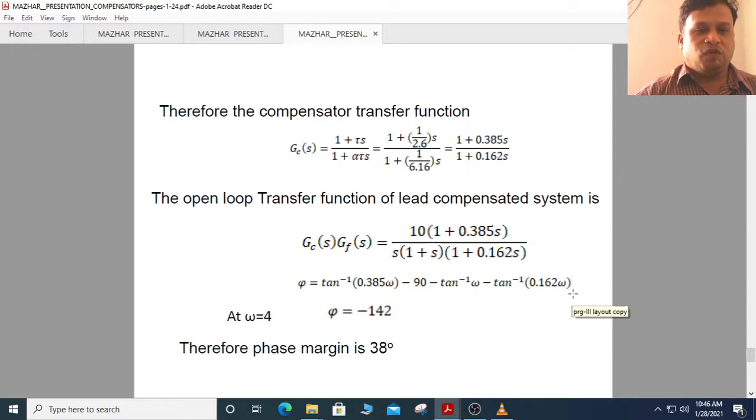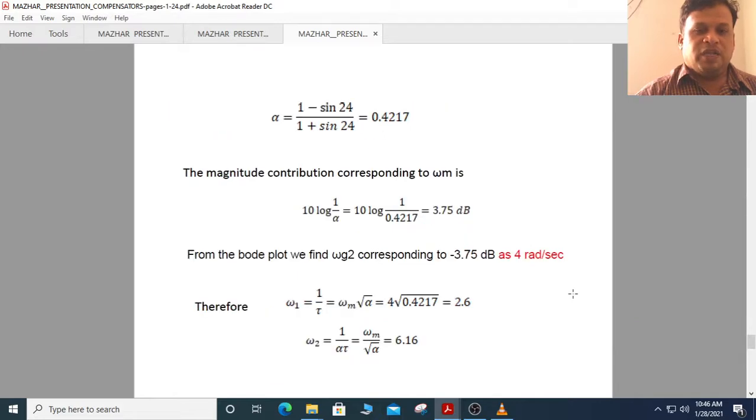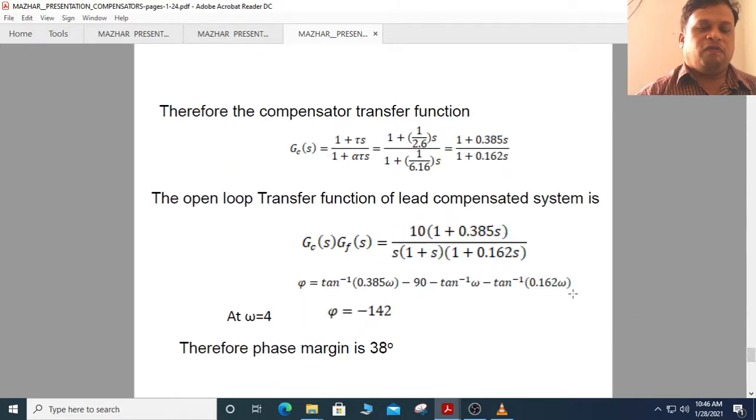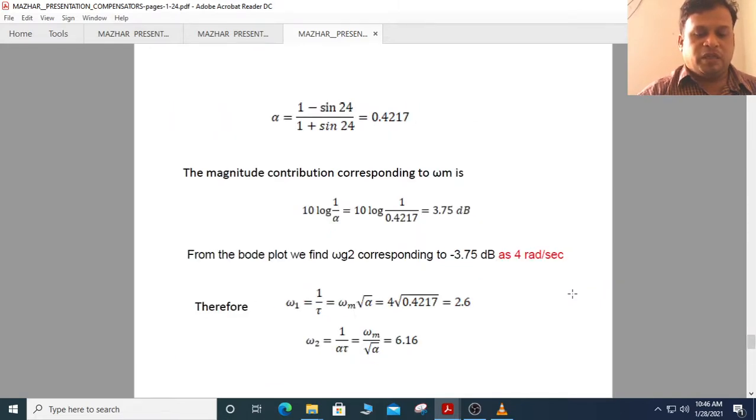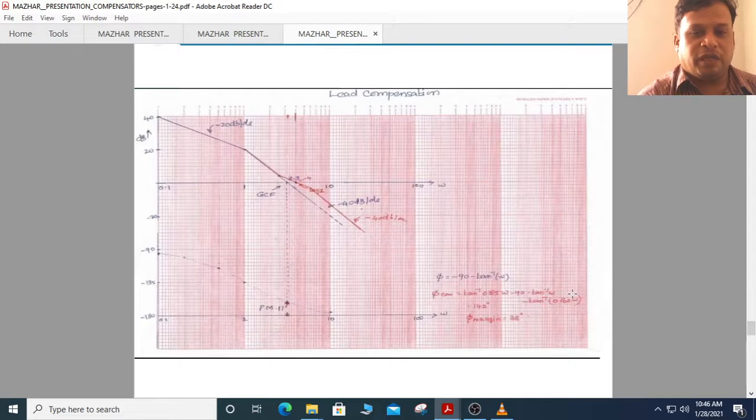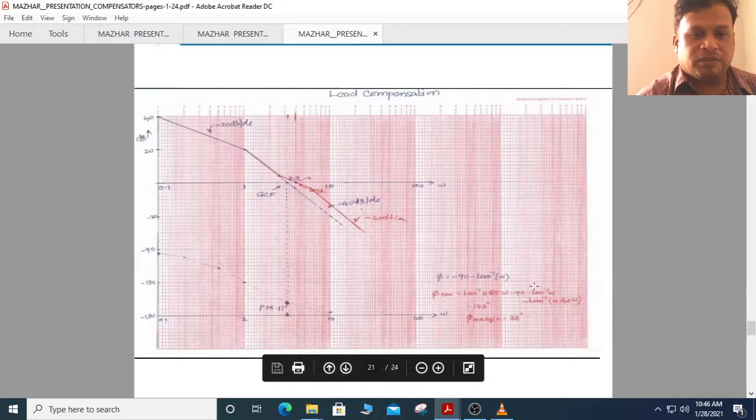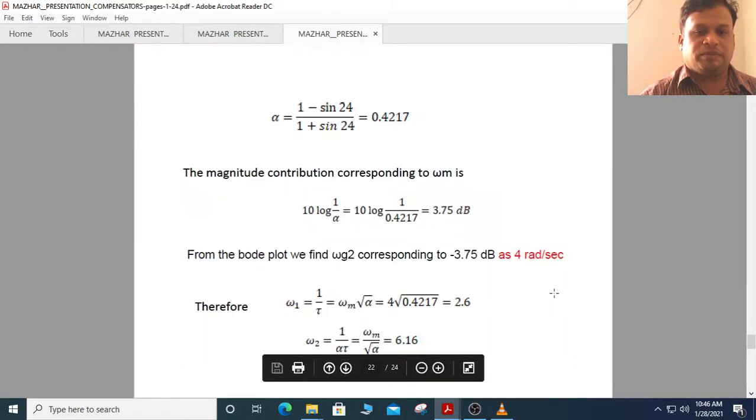At omega equal to 4, as we calculated in the previous slide from the Bode plot, in radians per second, phi is equal to minus 142. At omega equal to 4, phi is equal to minus 142, and the phase margin is calculated as 38 degrees. As you already mentioned here, 38 degrees is the phase margin.